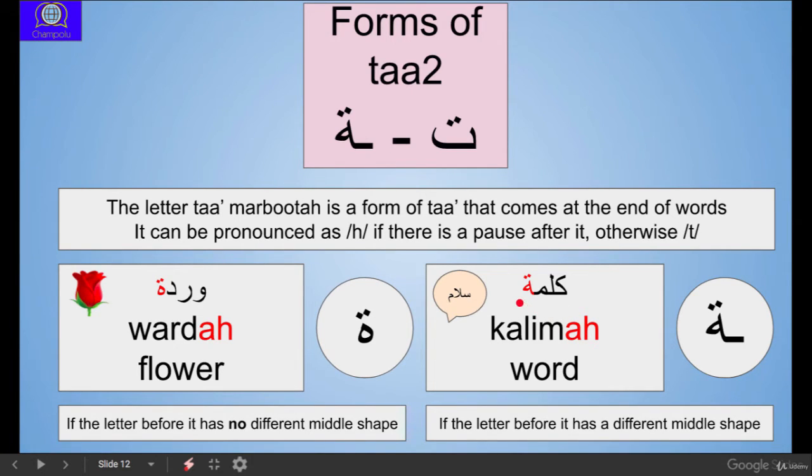However, when we add one word next to it, like kalimat al-haq, you'll find that the letter ta marbuta is actually pronounced as t, kalimat. But this will come later. What's important now is to be able to recognize the ta marbuta whenever you see it.